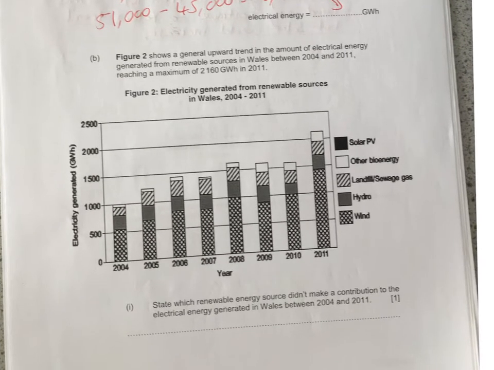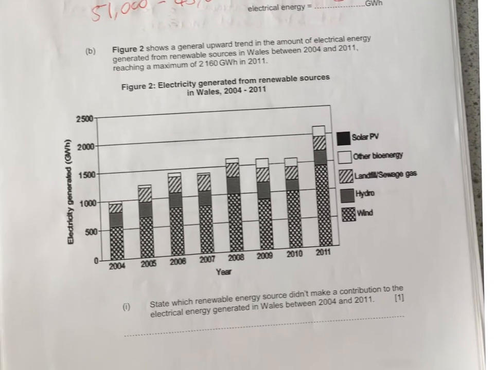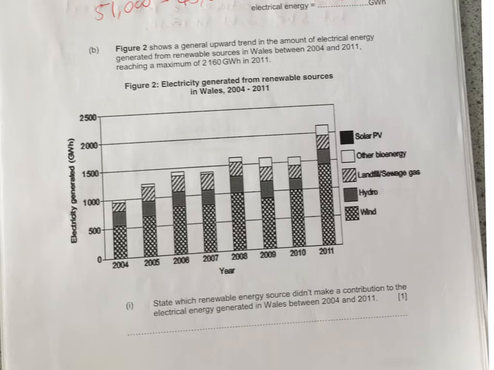Why haven't I answered that question? State the renewable energy source that didn't make a contribution to the electricity generation between 2004 and 2011. So there's 2004, 2011. Which one didn't make it? Ah, right. So we can see already that solar power is not represented on this graph. Therefore, for 1 mark, this would be solar panels. Okay. That was a pretty easy one.